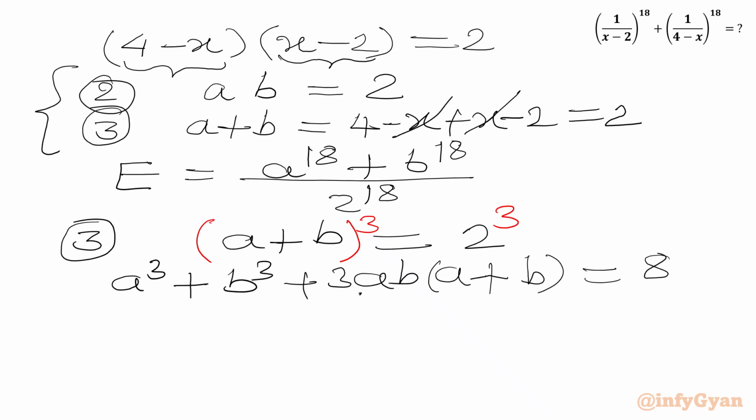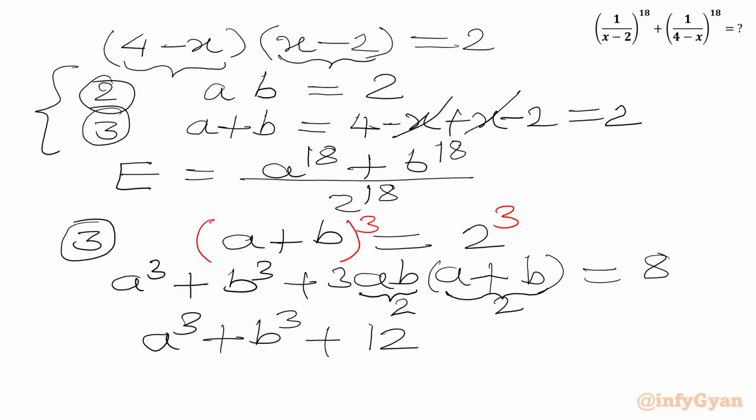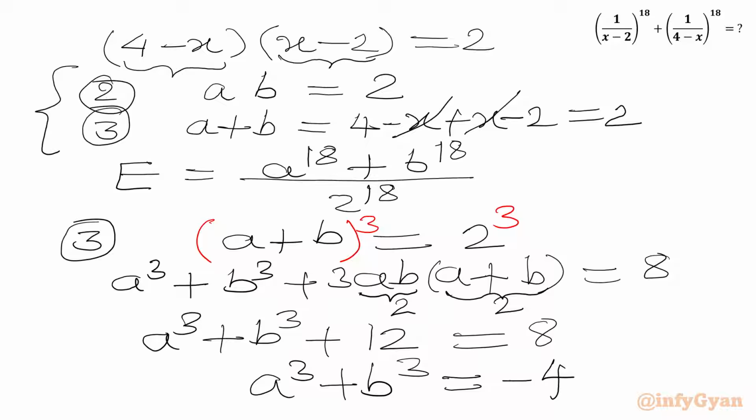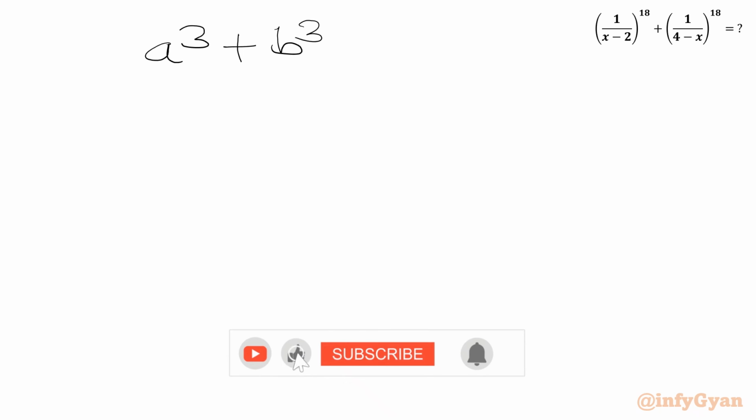Now we have equation number 2: a times b is 2, a plus b is 2. So we can write a cube plus b cube plus 3 times 2 times 2, that is 12, equal to 8. Now we only have to subtract 12 from both sides. We will get a cube plus b cube equal to 8 minus 12, which is minus 4. So a cube plus b cube is negative 4.